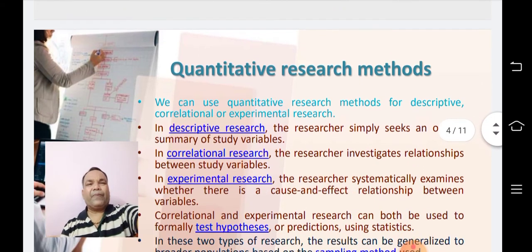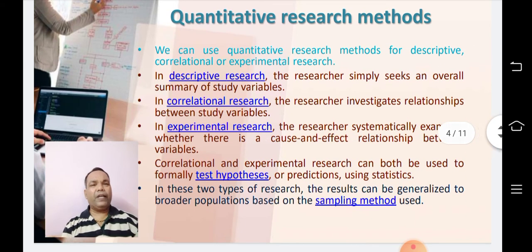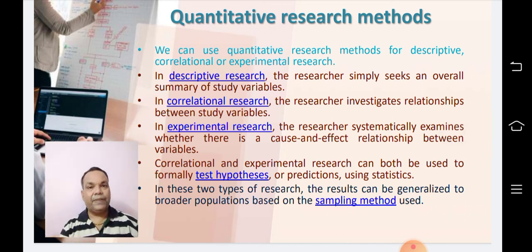Now we can use quantitative research methods for particular types of research. So generally we use quantitative research methods for descriptive, correlational, or experimental research. In descriptive research, the researcher simply seeks an overall summary of study variables.